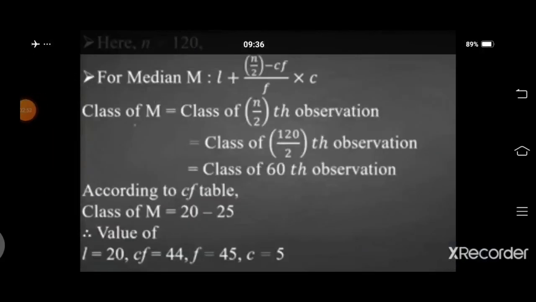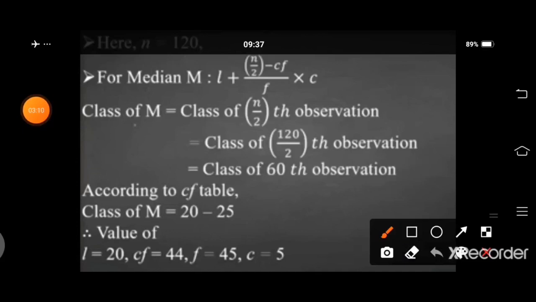As given in the question, find out the median. Formula for median is M equal to L plus (n upon 2 minus Cf) upon f into C. This is a continuous frequency distribution, so we will write down the formula first. Class of n upon 2th observation. So we have written here n upon 2, the total of the frequency column is 120 divided by 2. We will get class of 60th observation.